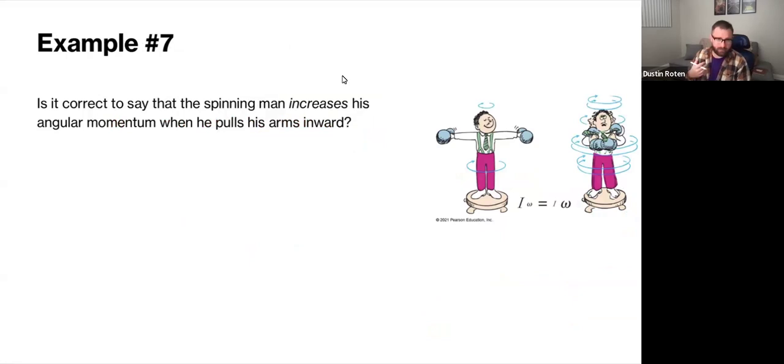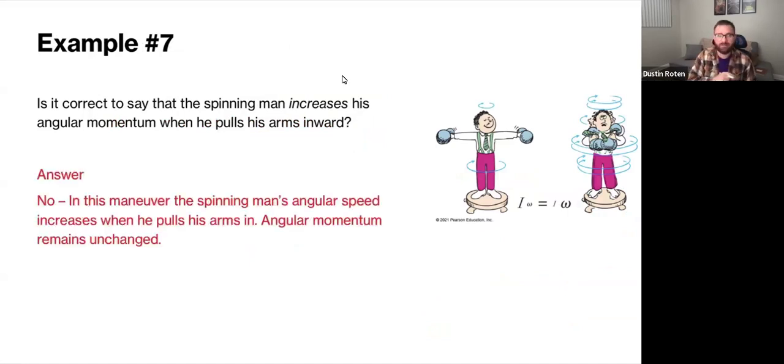Let's look at this example a little bit more. So is it correct to say that the spinning man increases his angular momentum when he pulls his arms inward? And obviously it's no. So in this maneuver, the man's angular speed increases when he pulls his arms in, but angular momentum remains unchanged. It's always conserved.